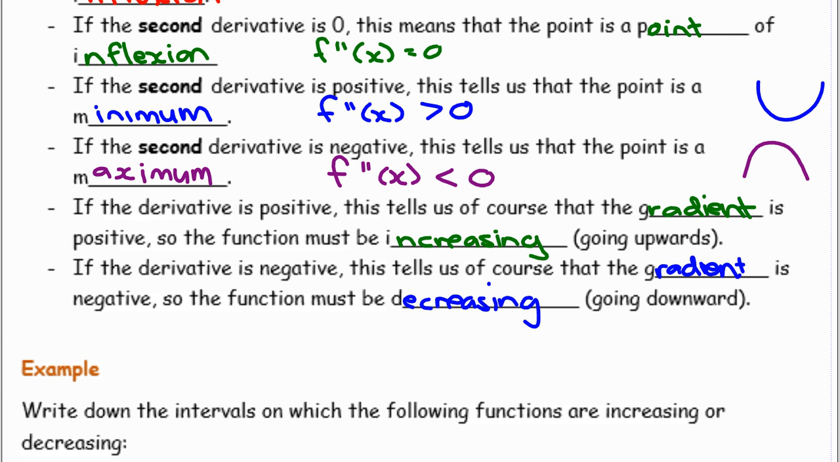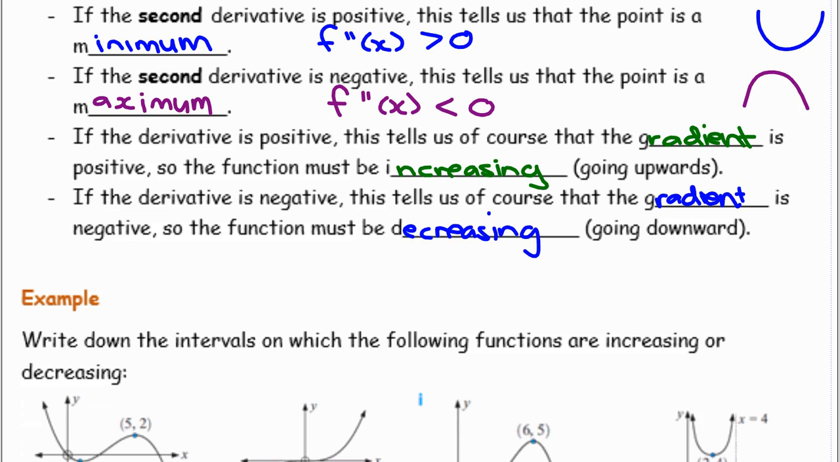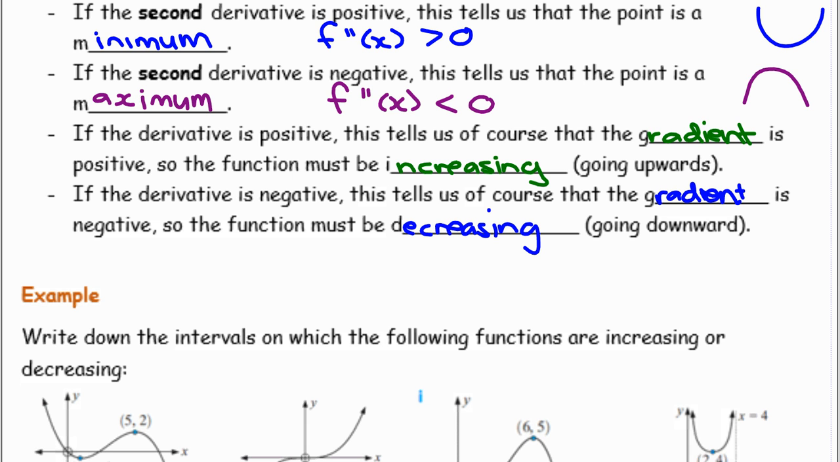So if the derivative is negative, this means the gradient is negative, so the graph's decreasing. In graphs of derivatives, we talk about increasing and decreasing functions. So if it's increasing, the gradient's positive. If it's decreasing, the gradient's negative. Just to point out that little point there. So write down the intervals. By the intervals, I mean like the domain.